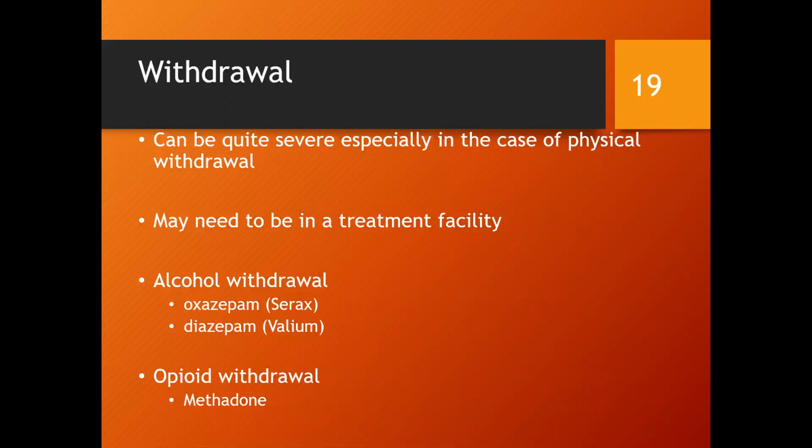Okay, so it is something serious. Alcohol withdrawal medications usually include oxazepam, Serax, or diazepam, or Valium. A lot of the time the diazepam or Valium is what you see used, not always, but usually. And then the opioid withdrawal is methadone. So those are good things to remember.